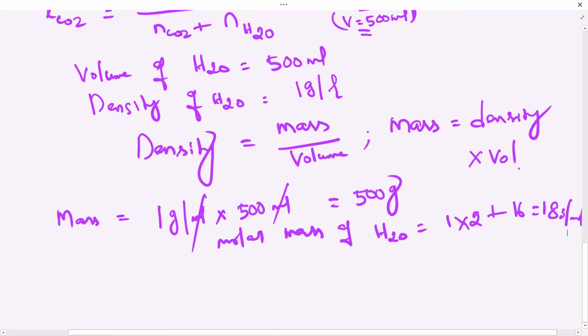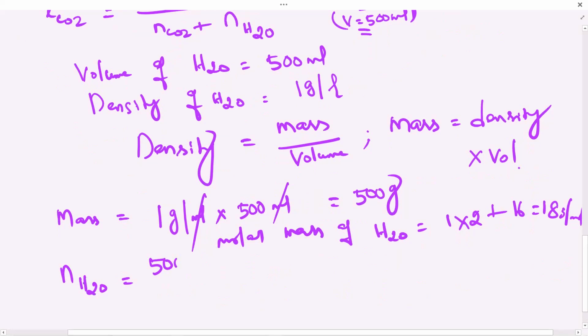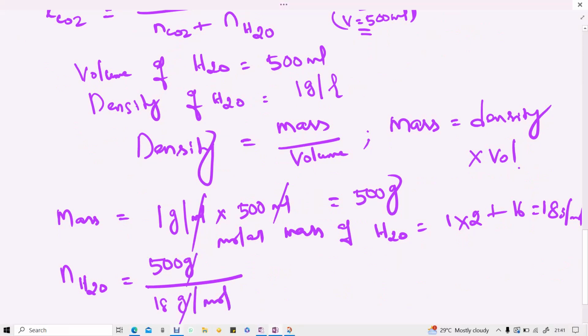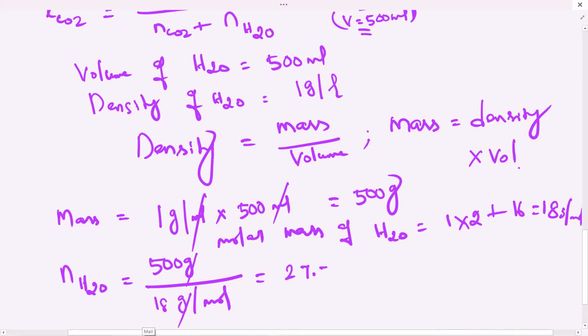So now again we got the mass and molar mass. So the number of moles we can find out. The number of moles of H2O is equal to mass 500 gram by molar mass 18 gram per mole. Right? Gram gets cancelled, 500 by 18. That is equal to 27.78 mole. Right? This is the number of moles of H2O.